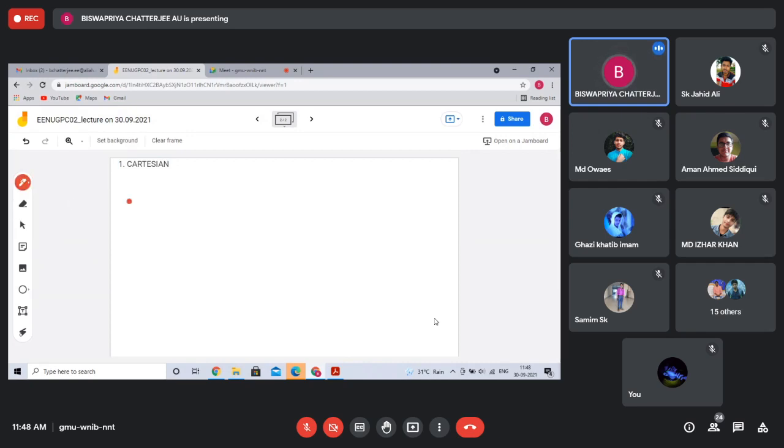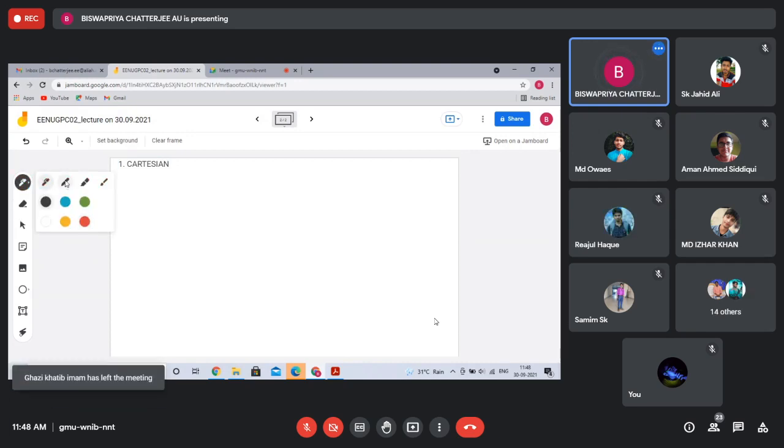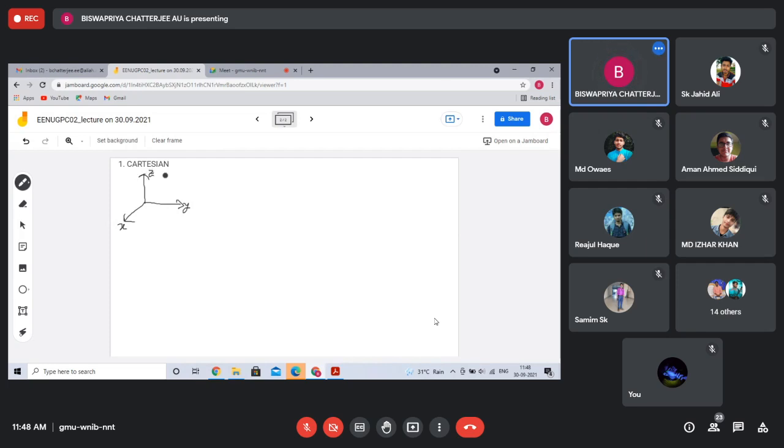It is the basic geometry. This is like this. This is x, this is y, and this is z. So any point P can be defined by x, y, z, as you all know.